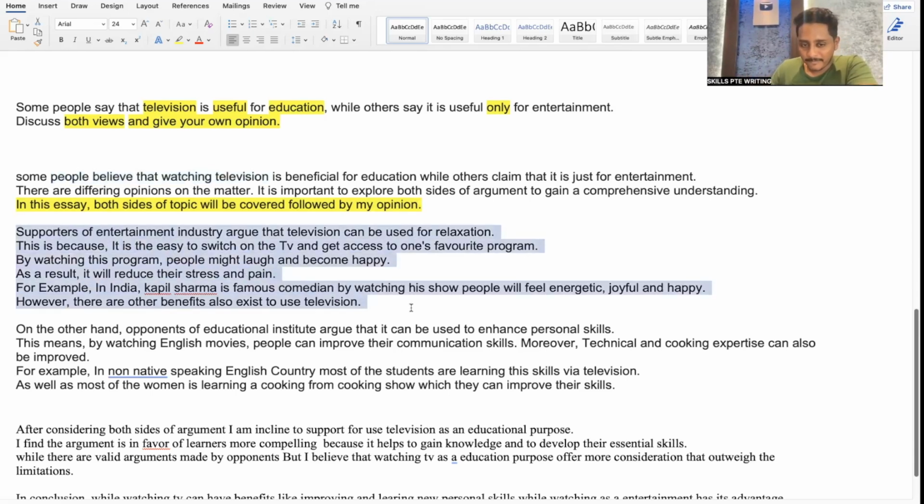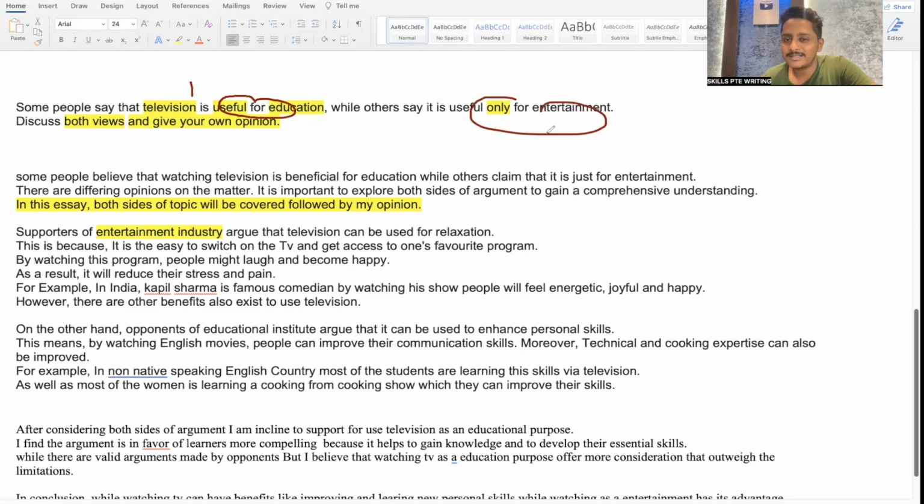Here, what I want is one main idea, supporting idea, examples. This I want. Let's see if Akash has written that. "Supporters of entertainment industry," not bad, "argue that" now he is telling others say it is only useful for entertainment. He should have started with this. I always suggest people to go in the same order as the question so that it becomes easy for the examiner to know, because the examiner has read this first and then read this second. So she would be expecting this in this para and this in this para. Well, you can reorder them, but my suggestion is not to do that.